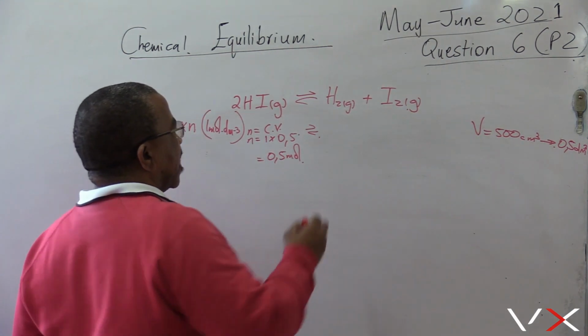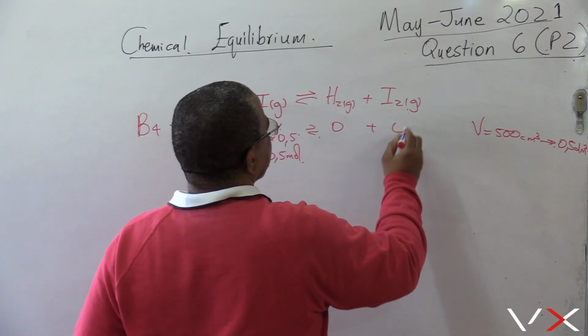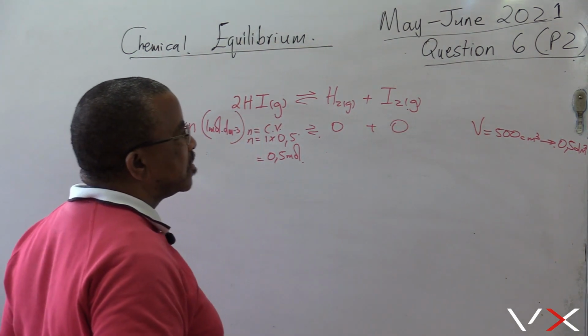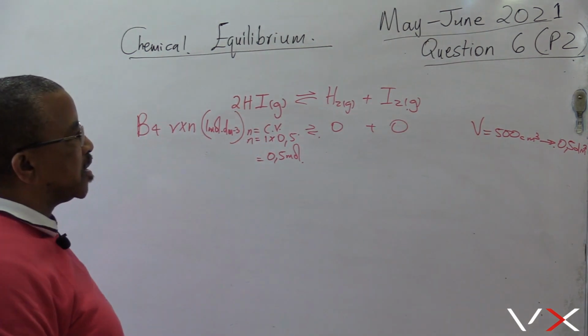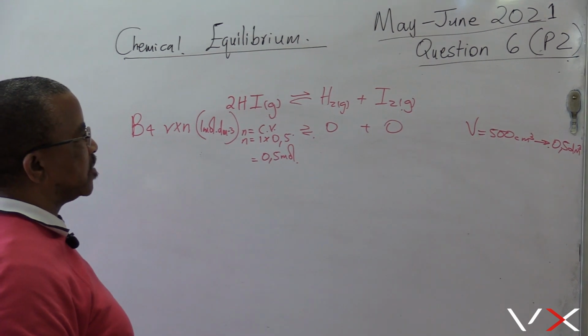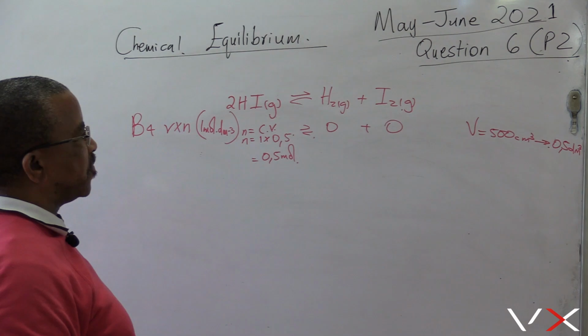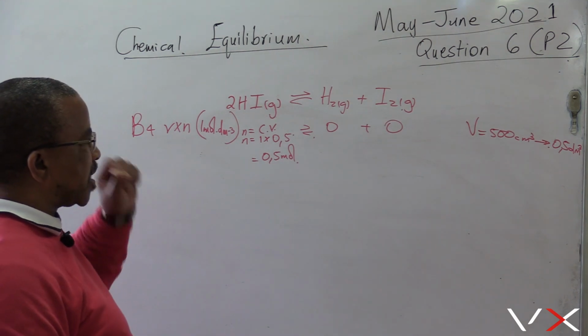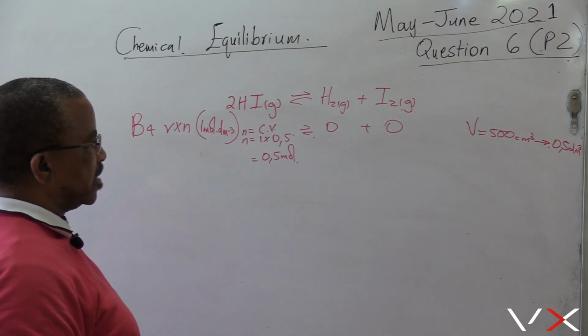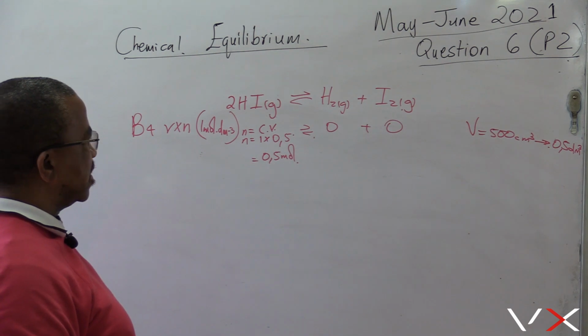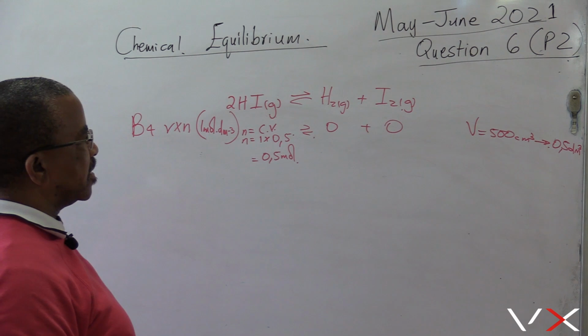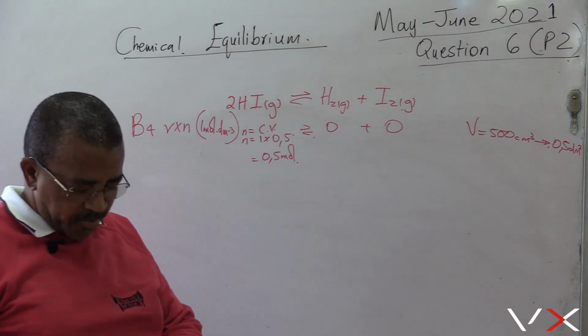Now the reaction reaches equilibrium according to the following balanced equation. So we are asked to define the term chemical equilibrium. What is the term chemical equilibrium?